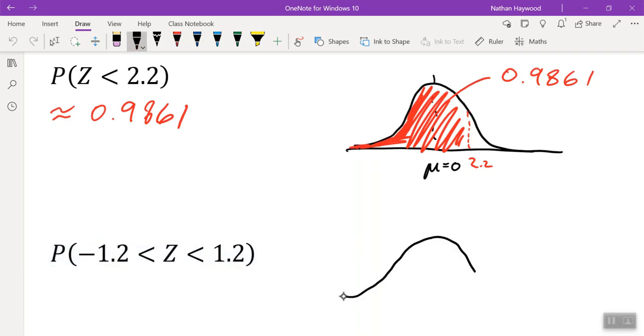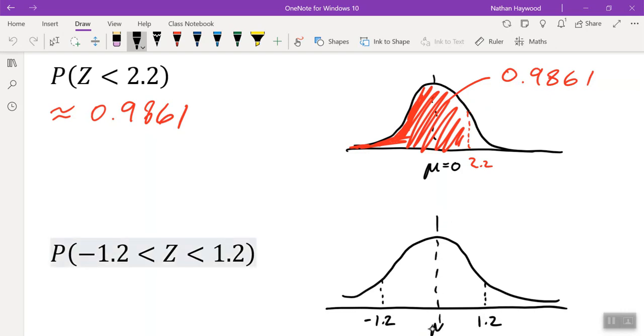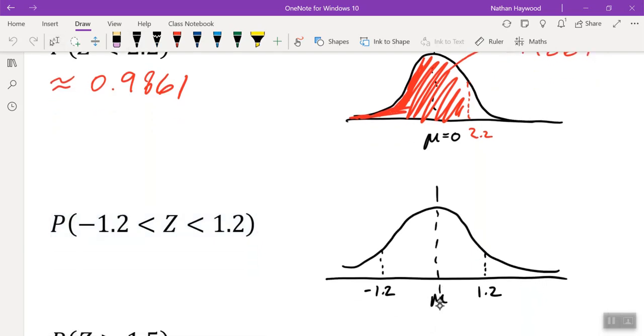This time we're going between two values, negative 1.2 and 1.2. What do we know about the shape of the normal distribution? It's symmetrical around the mean, very good. And the mean is 0 because it's standard normal. So if we find this area, what can we do with that area? Perfect. The whole area is equal to 1.